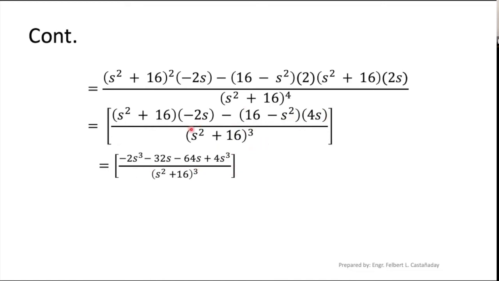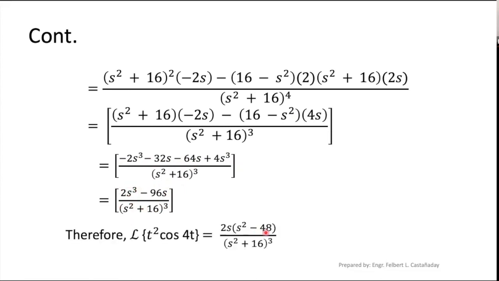All over, we copy the denominator. So we combine like terms here in the numerator. So minus 2s cubed plus 4s cubed is positive 2s cubed, minus 32s minus 64s, the same sign. So you just copy the sign and then we add them. So 32 plus 64 is 96s. So this is our final answer, or you can factor out 2s here. So we have 2s times the quantity s squared minus 48 all over s squared plus 16 raised to 3. That's the Laplace transform of t squared cosine of 4t.